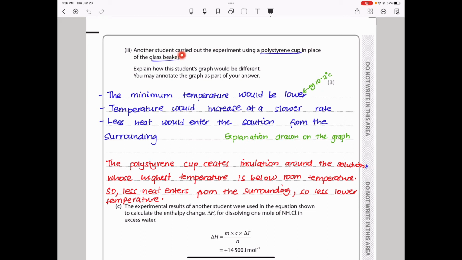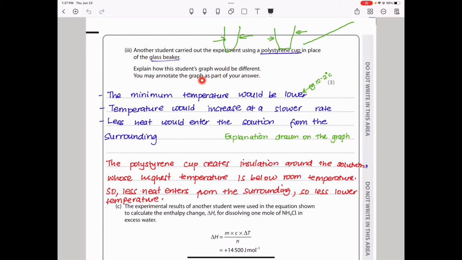They say another student carried out the experiment using a polystyrene cup in place of a beaker. So previously they used a beaker. If you use a beaker, we expect that the heat from the surrounding is going to come in a lot. However, if somebody uses a polystyrene cup, it provides insulation, so the heat coming in is not going to be great. Therefore, when the temperature begins to increase with a polystyrene cup, the increase is not going to be as much. So the question here they're asking is, explain how the student's graph would be different.